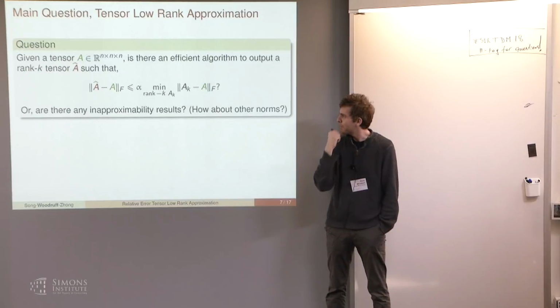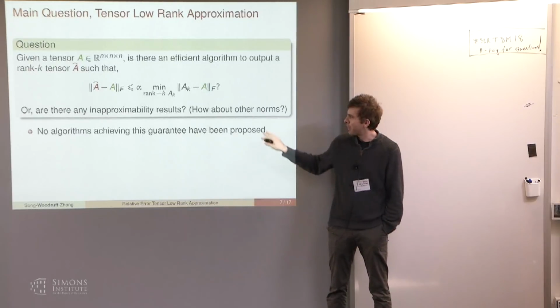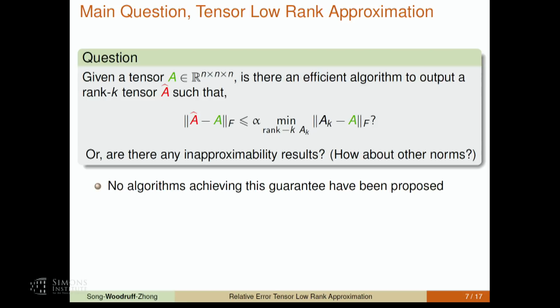Well, OK. So yeah, no algorithms achieving this guarantee have been proposed. First of all, there's something a little bit peculiar about tensors, but it doesn't really stop any algorithm from being proposed. The rank of a matrix is at most n, but as someone asked, the rank of a tensor, in this case a third order tensor, can be as large as n squared. But why does that really matter for an algorithm trying to achieve this guarantee?